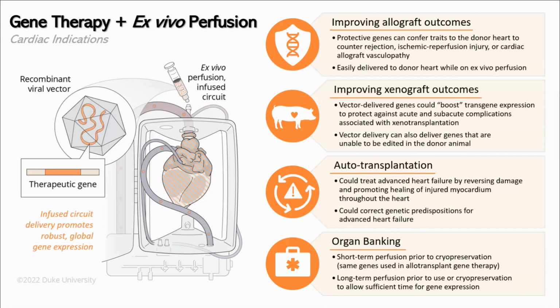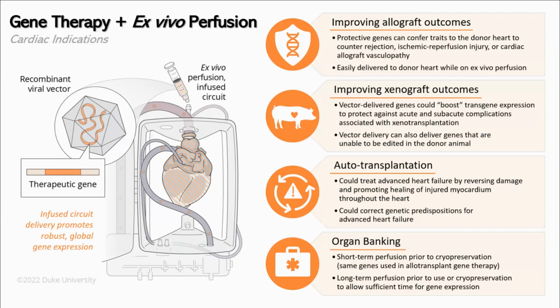But also the vector delivery can be used to deliver genes that are unable to be edited in the donor animal. A third application involves what one would consider the moonshot in transplantation, and this would be autotransplantation. This is a concept where you could imagine that advanced heart failure could be treated by removal of the heart from the patient with advanced heart failure, placed onto this device, and then infused with different types of vectors that could reverse the damage and promote healing of the injured myocardium throughout the heart.